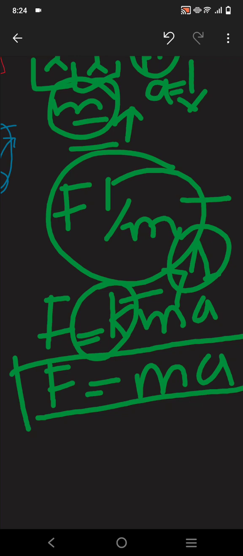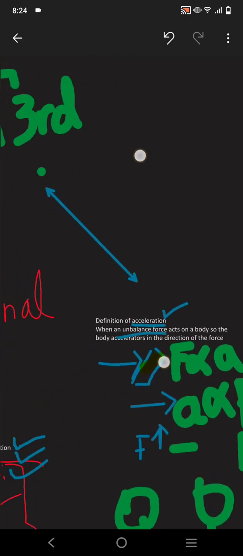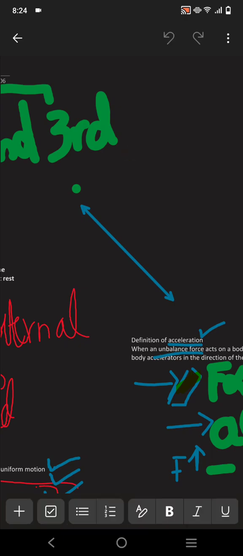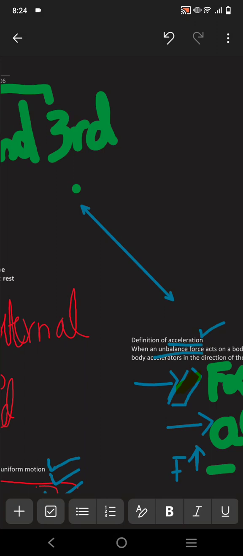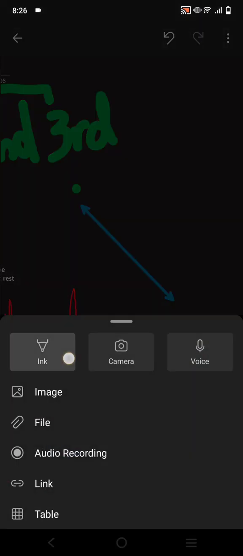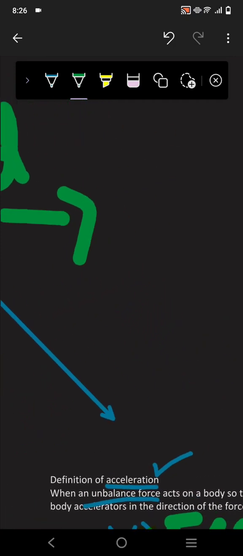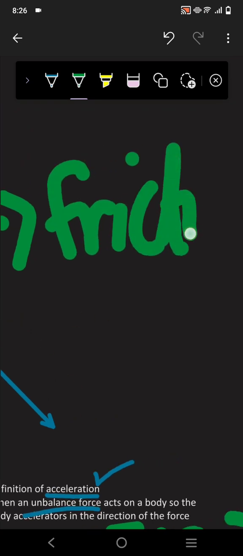So now the third law of motion states that every action has an equal and opposite reaction. Friction is an example of the third law of motion.